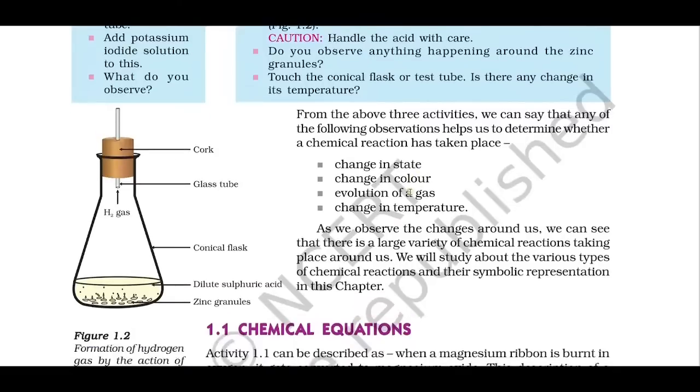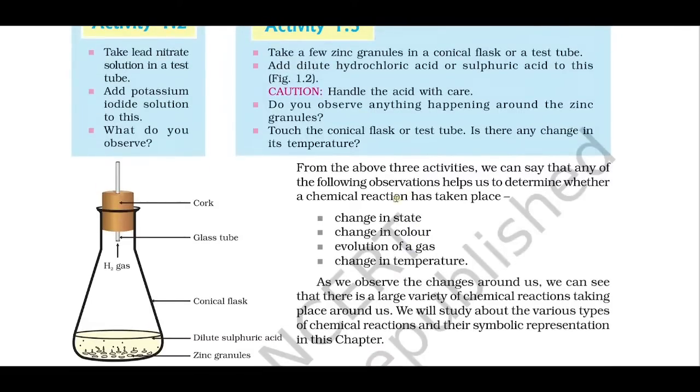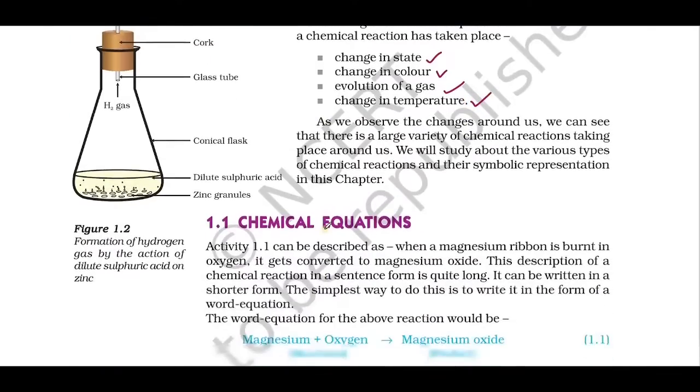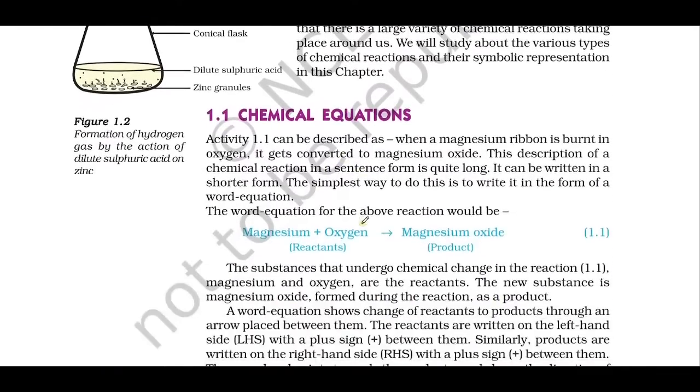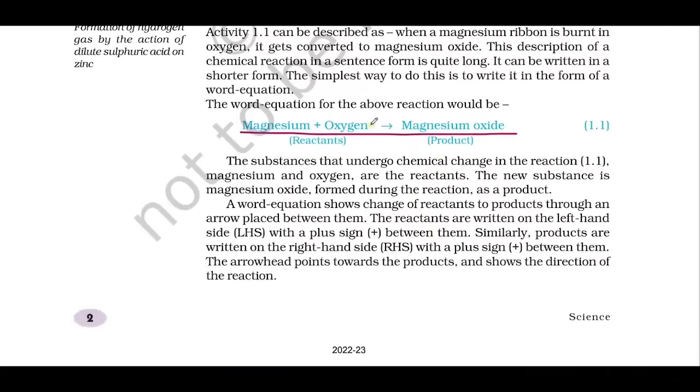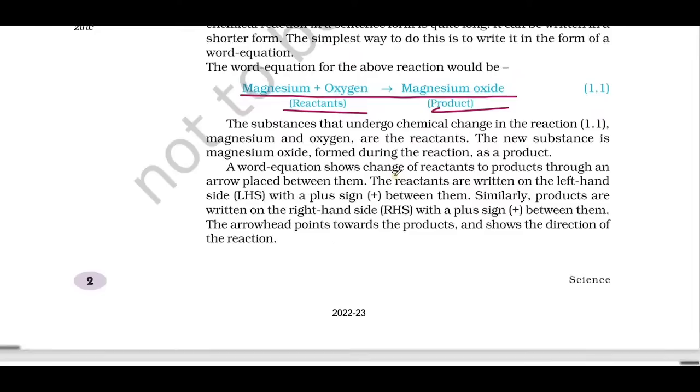magnesium oxide. The changes that take place during a chemical reaction are change in state, change in color, evolution of gas, and also change in temperature. And also the word equation for the chemical equation, where you can write it in the form of a statement: magnesium plus oxygen gives magnesium oxide. On the LHS we call them reactants, on the RHS we call them products.